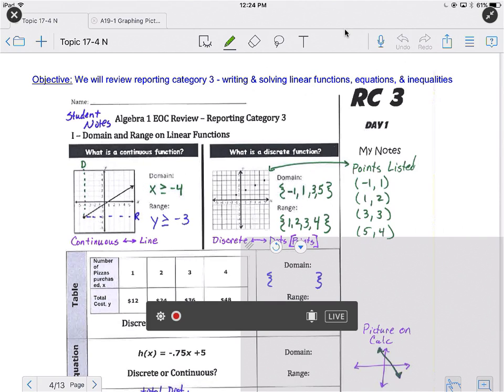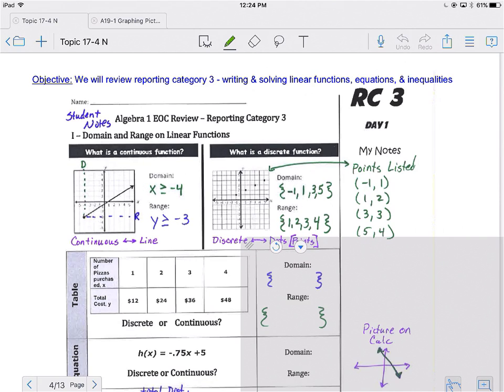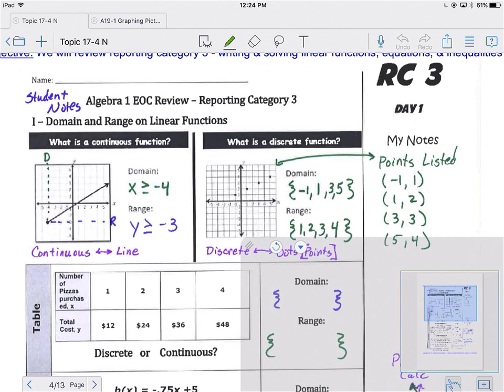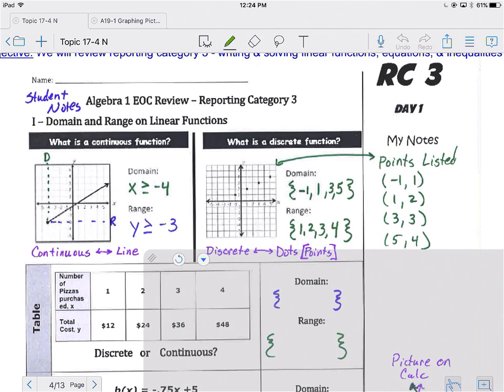This video covers note 17.3, which is RC3 Day 1 that we are doing on Monday, April 16th. So, for our student notes, some of these things have been filled in for us.